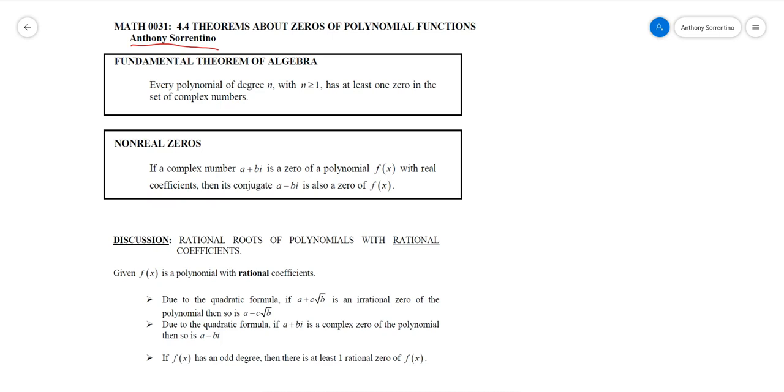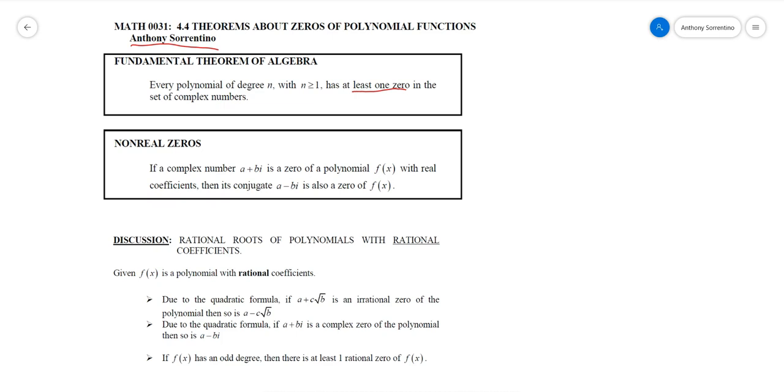So some rules that we're going to be talking about here: the fundamental theorem of algebra basically says that every polynomial of degree n, with n greater than or equal to 1, has at least one zero in the set of complex numbers. Basically what that is saying, again, is that the degree of the polynomial is going to have that many zeros, essentially.